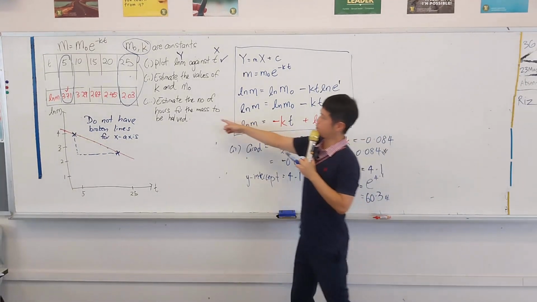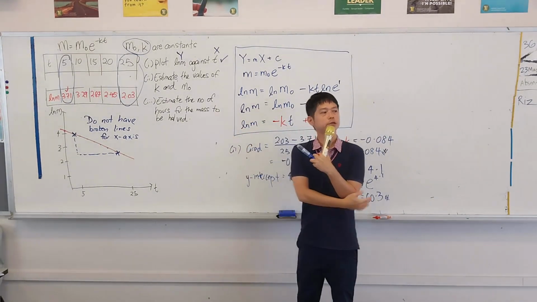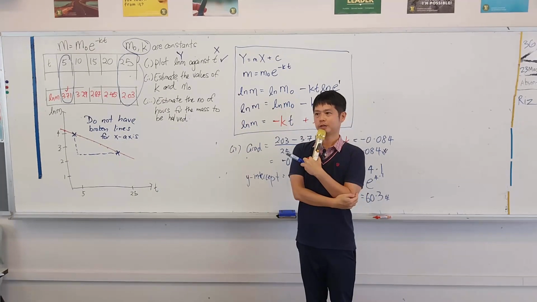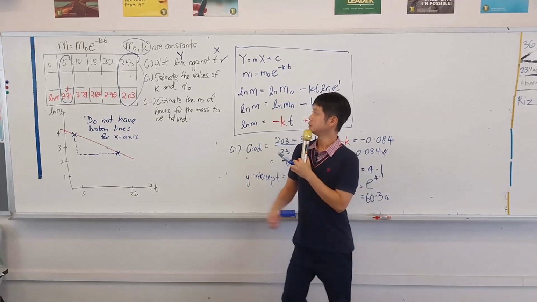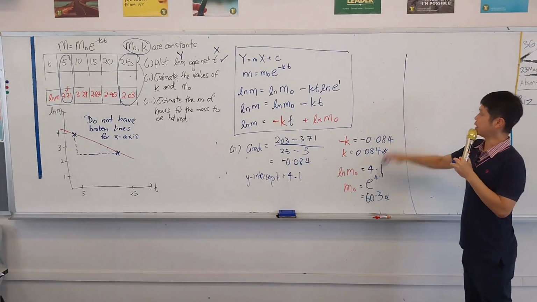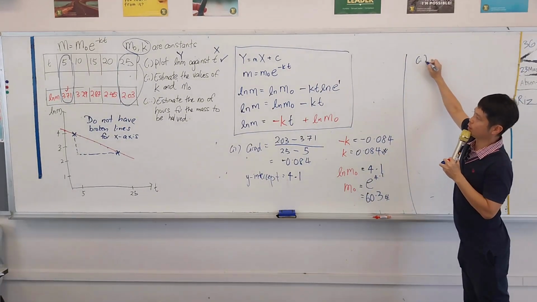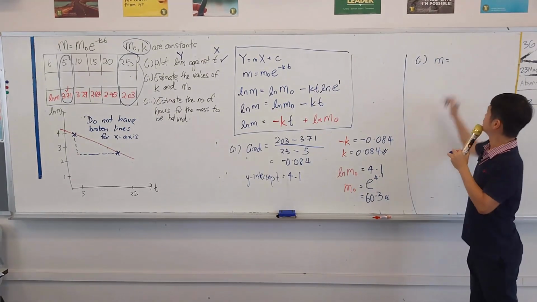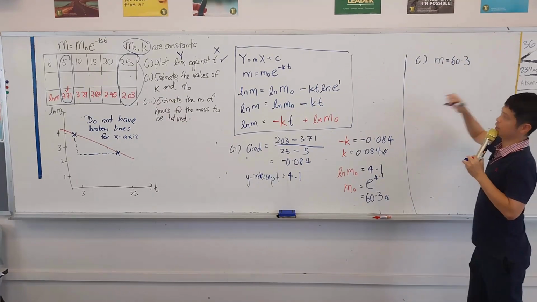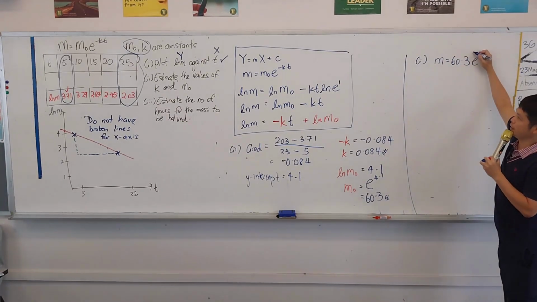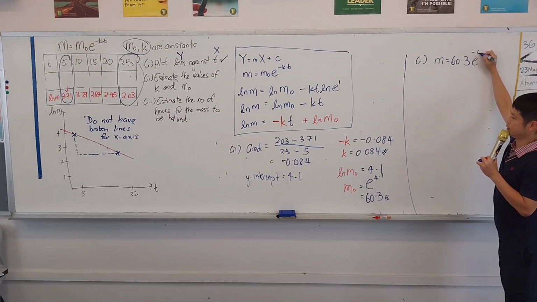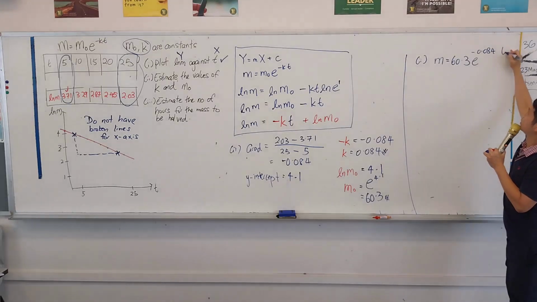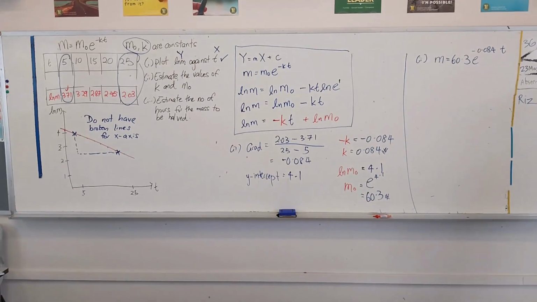I want to estimate the number of hours for the mass to be halved. What must I do first in order to know whether the mass is halved? Okay, so let's sub in the k and m0 first. So this is part 3. If I sub in the m0, it will be 60.3. If I sub in the k, it will be 0.084.